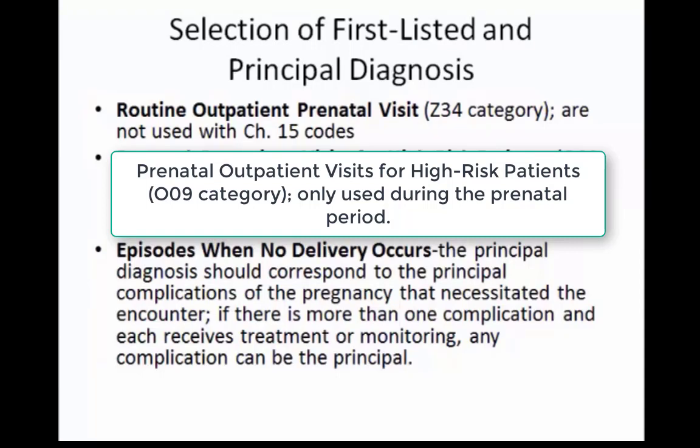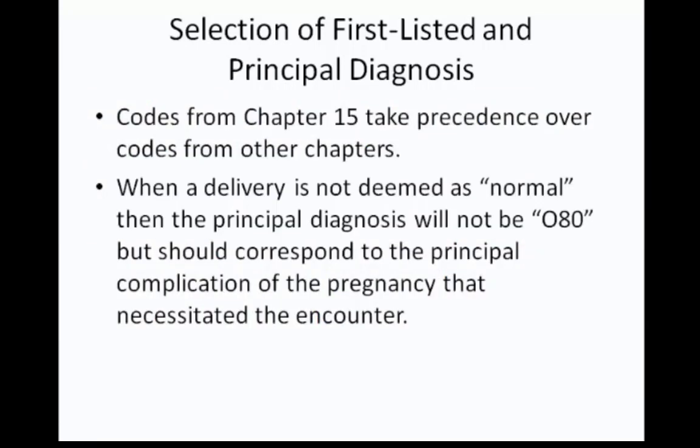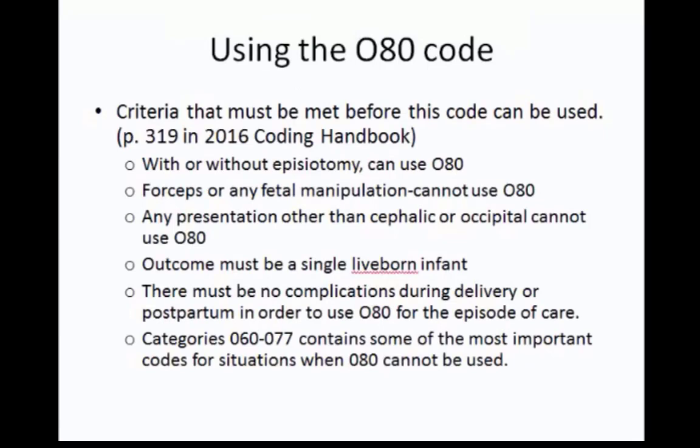There are also episodes when no delivery occurs, and when that happens, your principal diagnosis is going to correspond to whatever complication necessitated the patient being in the hospital or being seen as an outpatient in an ER or whatever. Reminder again, Chapter 15 codes take precedence. What that means, as a veteran coder told me once, is that unless the physician has documented otherwise, you assume that a condition a woman comes into the hospital with is affecting her pregnancy. I mentioned earlier the O80 code.